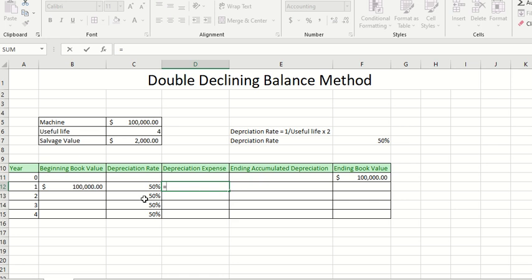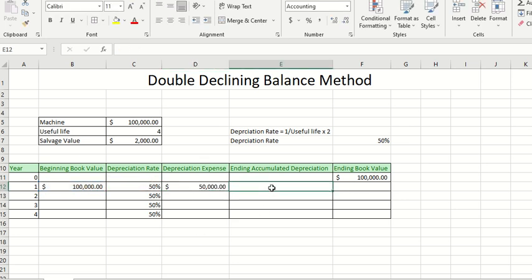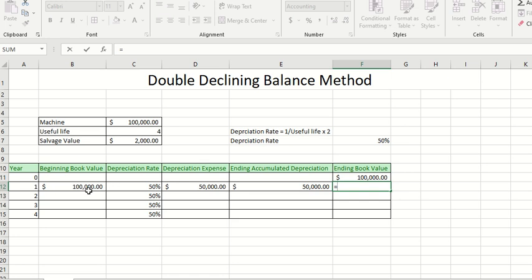Now, for depreciation expense, we use the beginning book value multiplied by the depreciation rate. And then the accumulated depreciation is this one. Now we have this one minus this one, that is the depreciation expense, and we can get the ending book value. We know that the next year's beginning book value is the same as last year's ending book value, so we put this one in here.